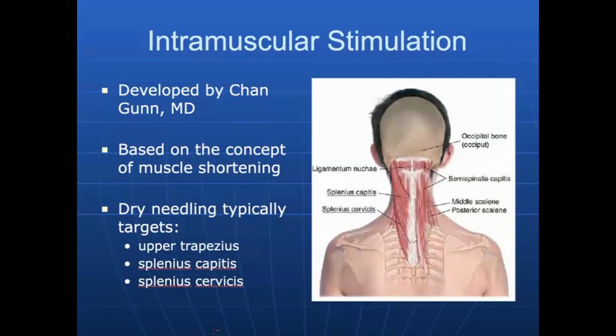So typically what dry needling does is you take an acupuncture needle and you go deep into the muscle and you're trying to get the muscle fiber to release. There are these built-in muscle reflexes that you're trying to get to release. Typically, I would target the upper trapezius and the suboccipital muscles, including the splenius capitis and the splenius cervicis muscles. So the idea is if you can get those muscles to release, people will start to feel better. Next slide, please.